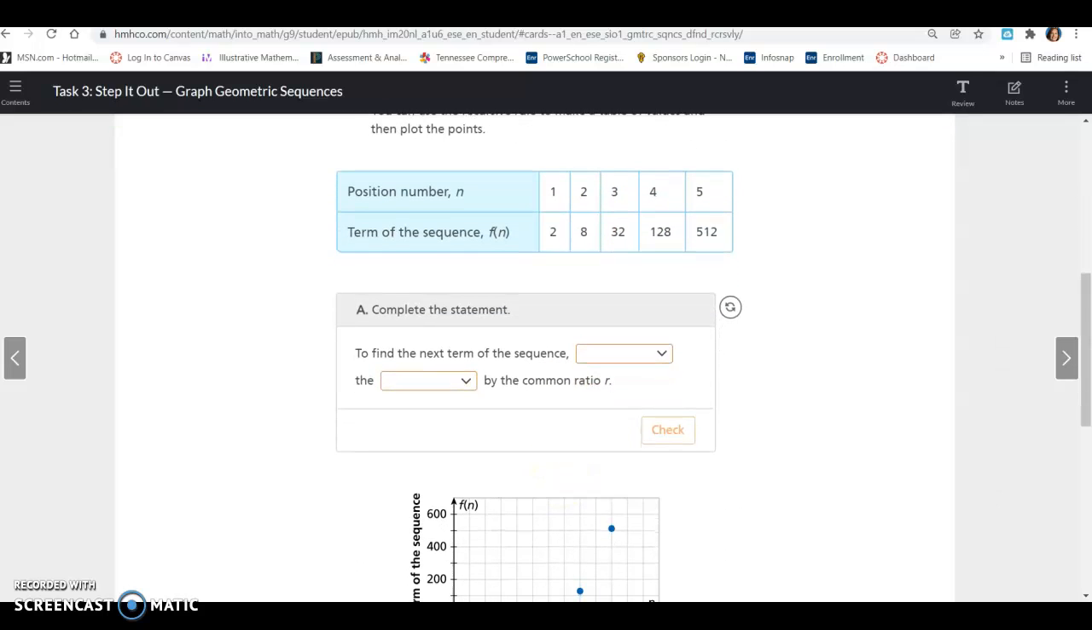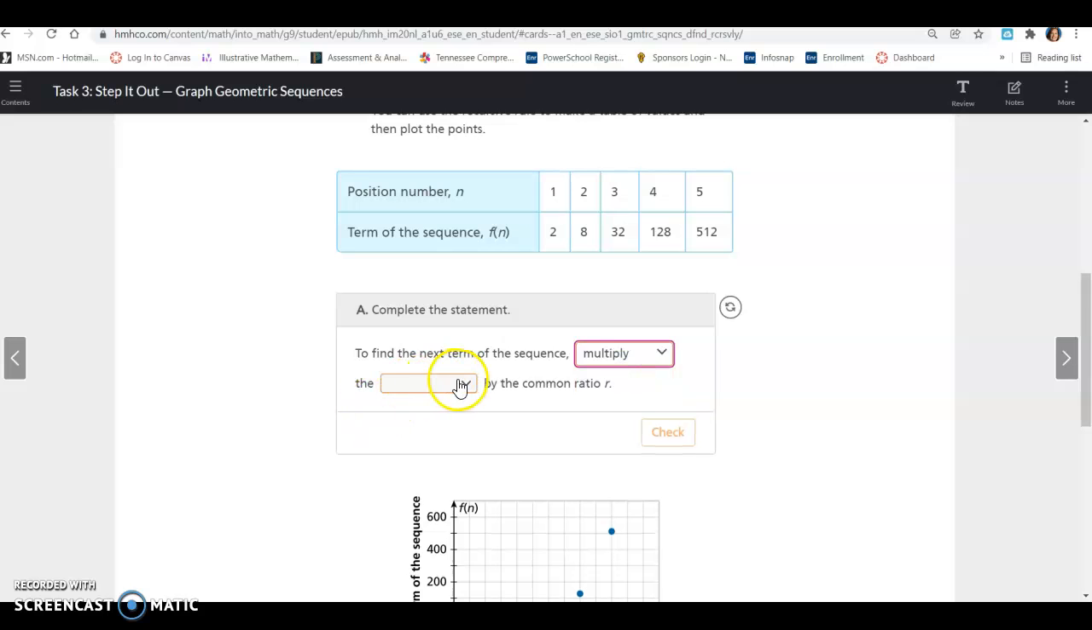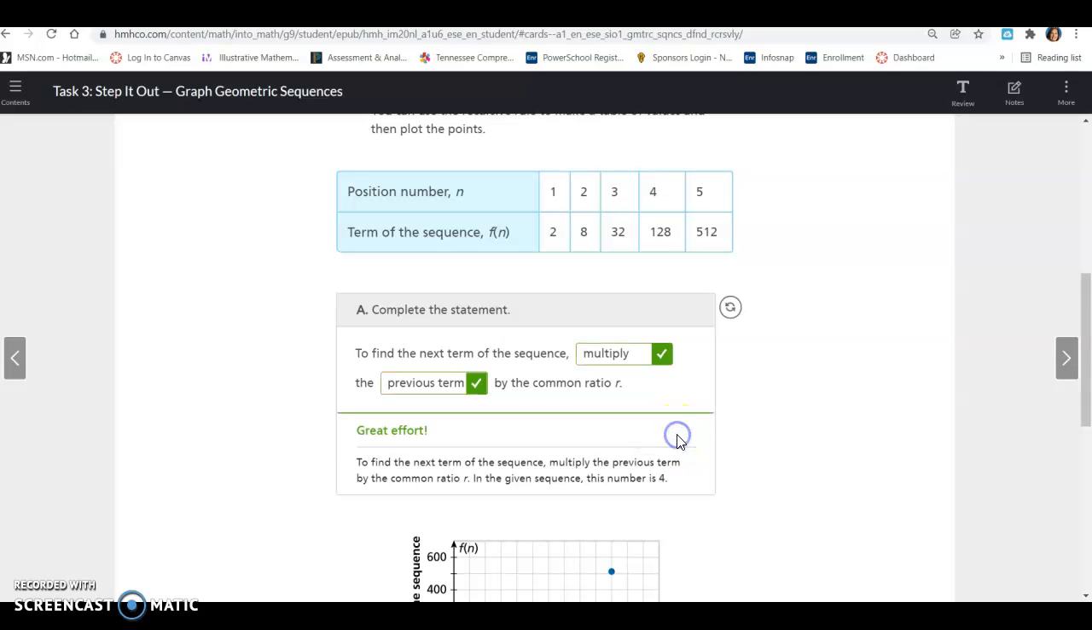All right, so to graph these, let's see what this says. To find the next term in the sequence, you multiply the previous term by the common ratio. So to get this term, I multiplied this one by 4, multiply this one by 4 to get this one, and so on, and that's what this is saying right here. To find the next term, you multiply the previous term by the common ratio.